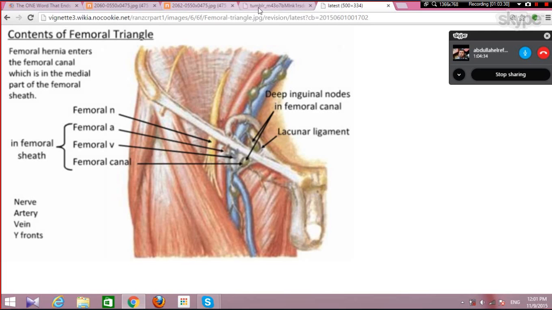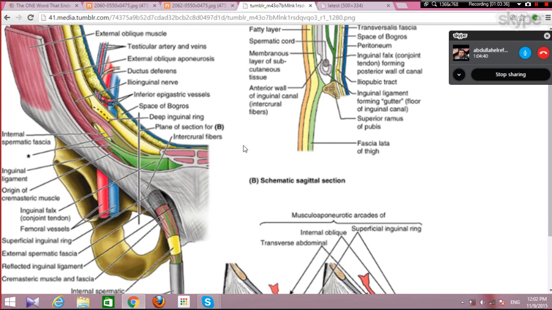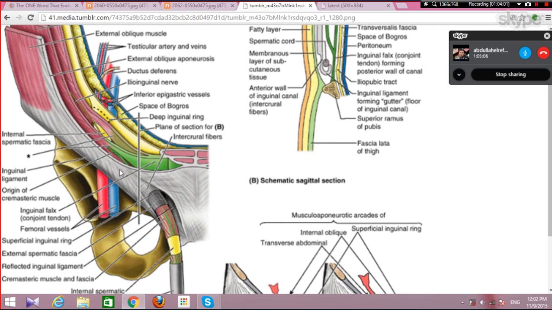What is this ligament? Look, which muscle is it? External oblique. Do you see? Is it from the aponeurosis? The aponeurosis of the external oblique gets thicker inferiorly. So it's the thickened inferior margin of the aponeurosis of the external oblique.